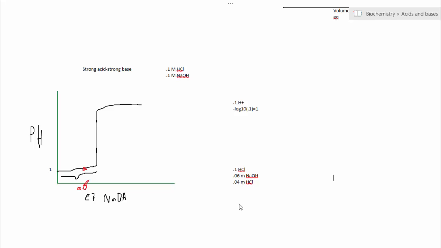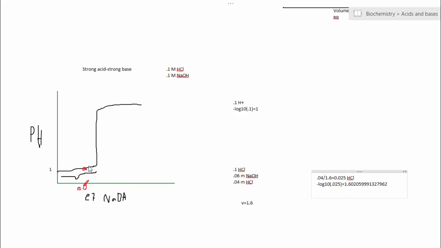So the final volume will be 1.6 liters. And in order to calculate the pH, we use the concentration of HCl: 0.04 divided by 1.6 will equal 0.025. This is the HCl concentration. The pH will be the negative logarithm of 0.025, and it will equal 1.6.